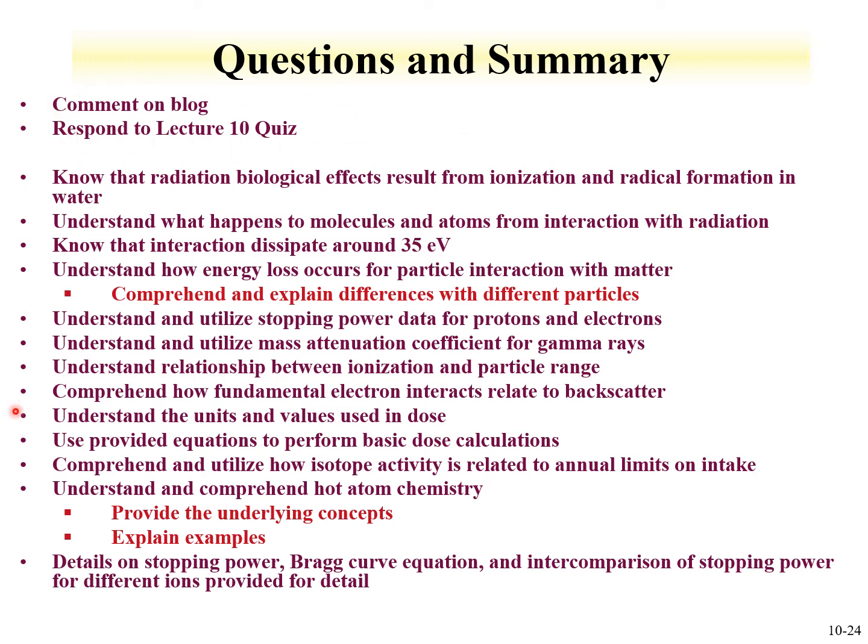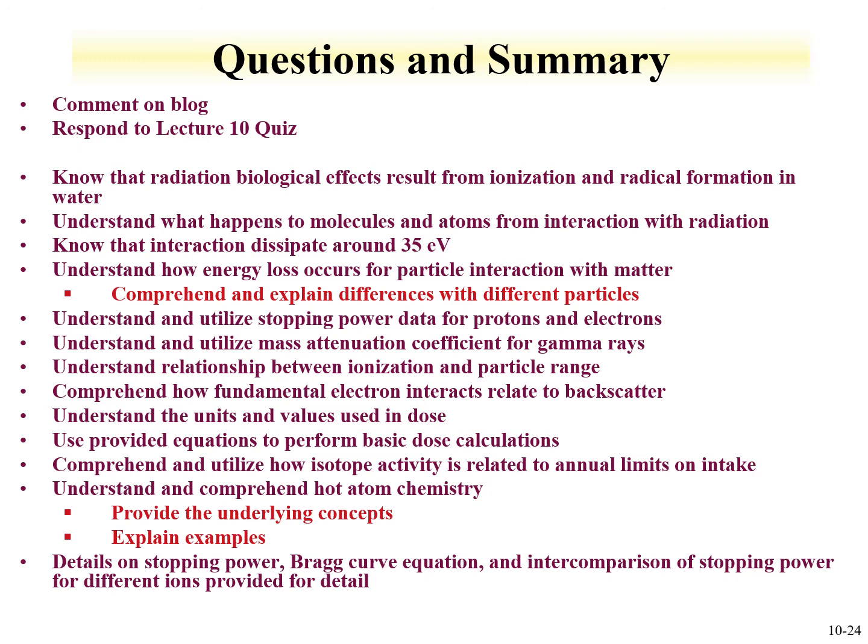You should know that radiation biological effects generally stem from the interaction of radiation with water, and that the radicals and ionization from that event cause biological damage. There are instances where interaction of radiation directly with biological material occurs. You should understand what happens to molecules and atoms from the interaction with radiation. You should know that interactions of radiation with matter dissipate on the order of 35 electron volts, and this is used in detectors to determine energy of particles.